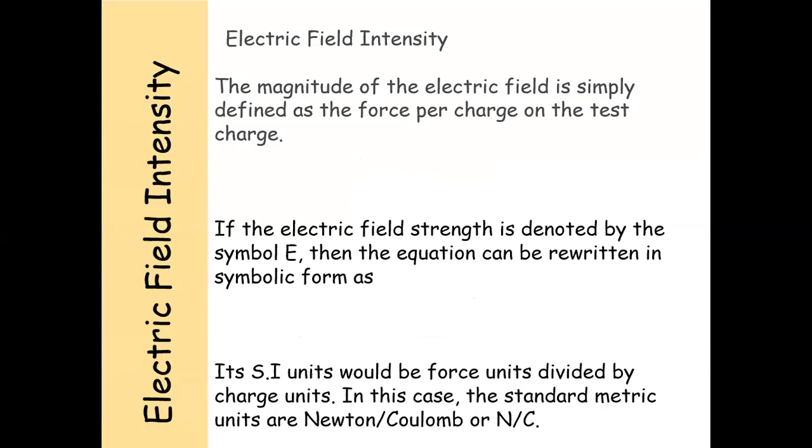Now, what is electric field intensity? Electric field intensity is simply defined as force per unit positive charge. So electric field intensity is force upon charge. If electric field intensity is denoted by capital E, then mathematically the equation can be written as E equals F over q, F representing force and q representing charge. According to the formula, the SI unit of electric field intensity will be newton per coulomb.